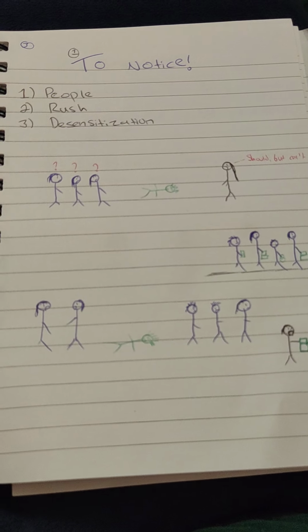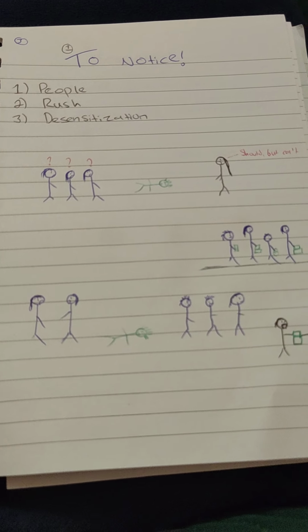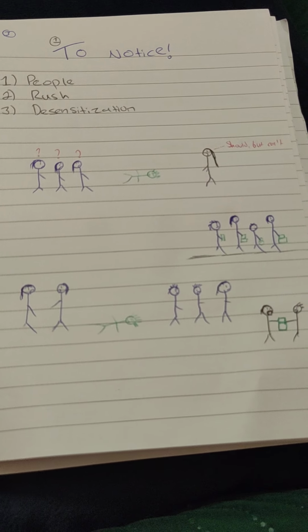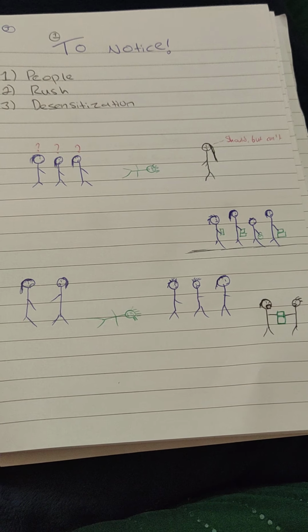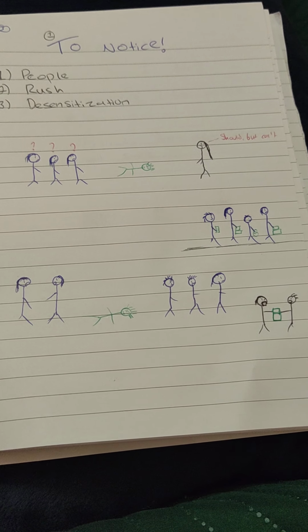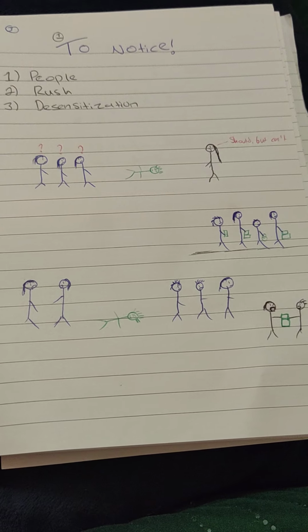So firstly, to notice, there's a few things that can deter people from noticing. That's the presence of other people, being in a rush, and being desensitized to issues, as in maybe so many things happen in a certain place that you don't really notice anymore.